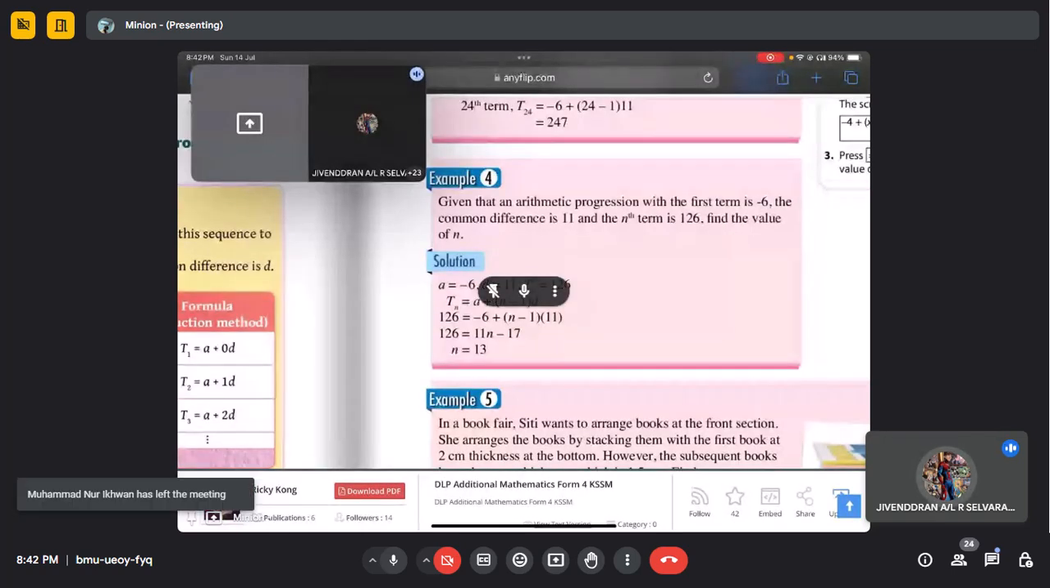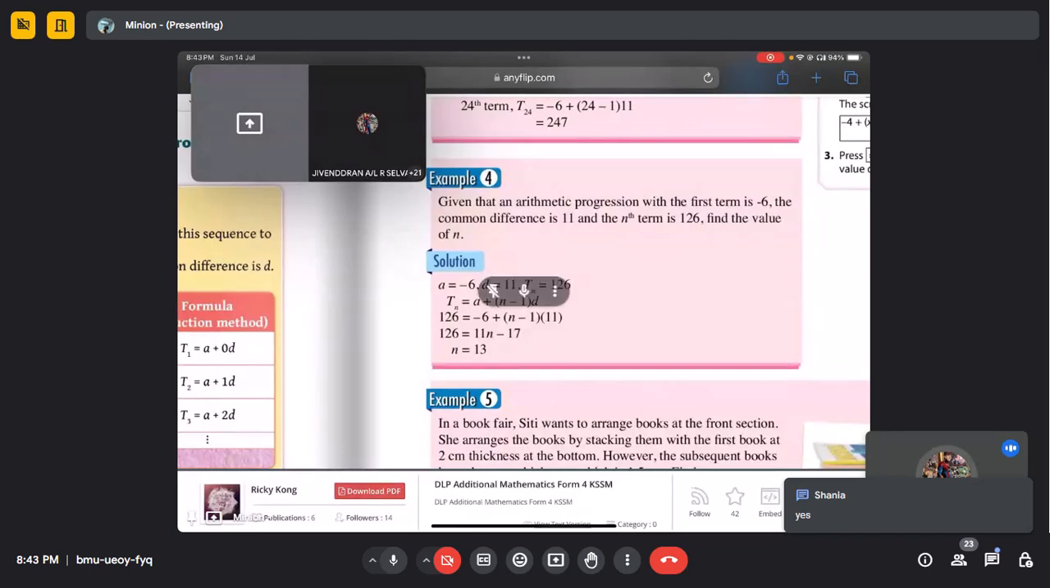So we insert all the information we have into the formula. So Tn, which is 126, equals a, which is -6, plus (n, we have to find the n, minus 1), and then the d is 11. And then you open the bracket and solve for n, and you will get n equals 13. Okay, understand? This is quite a common question in exams.